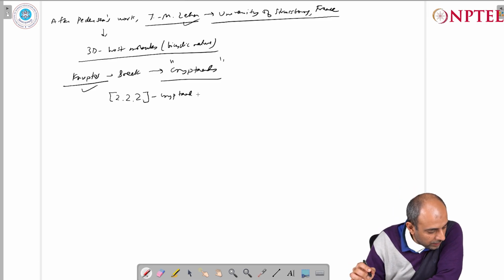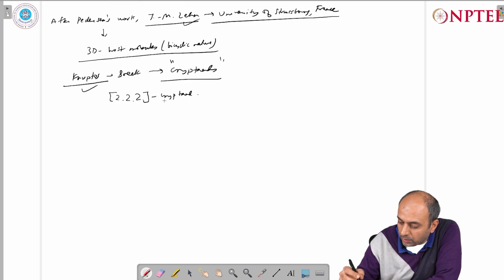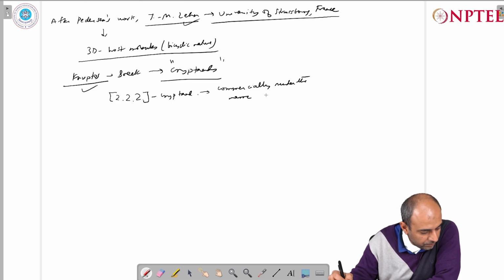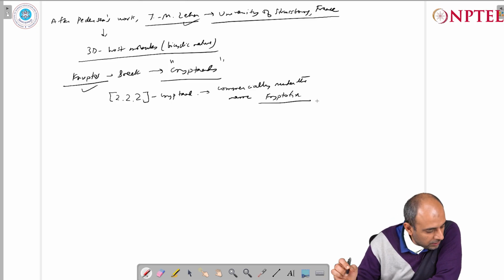And this is a very, very important compound because this 222 cryptand is sold commercially under the name cryptofix. So it has got a commercial name associated with it.